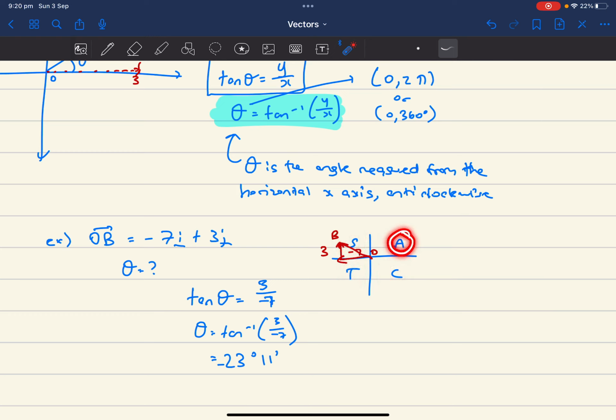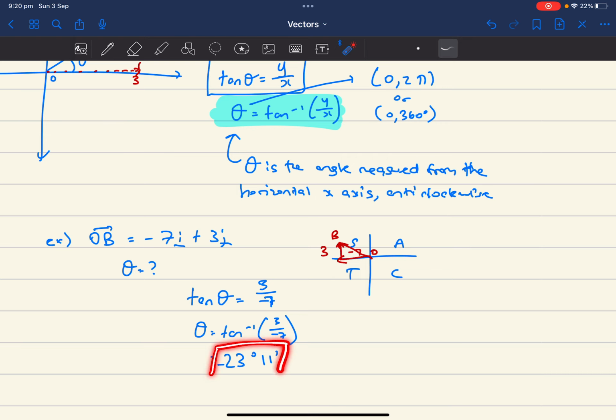Remember, A means sine, cos, and tan are all positive, right? C means cos is positive, sine is negative, tan is negative. Same for the other ones. Sine is positive here, tan is positive here. So if tan is negative, that means it has to be either this one or this one, because it's positive here and here, right?